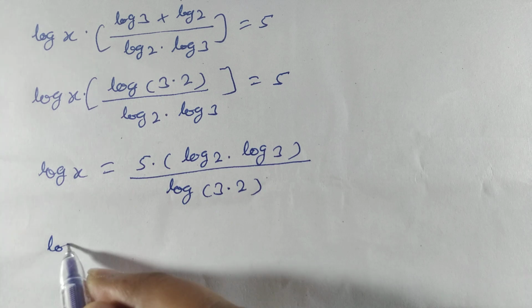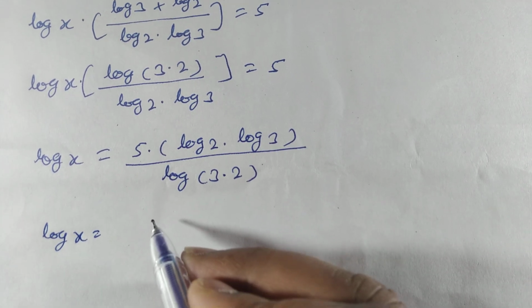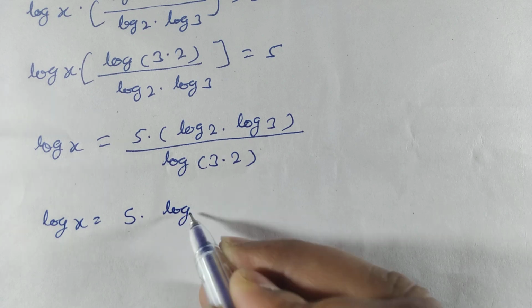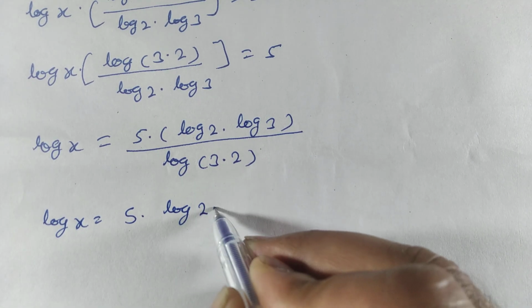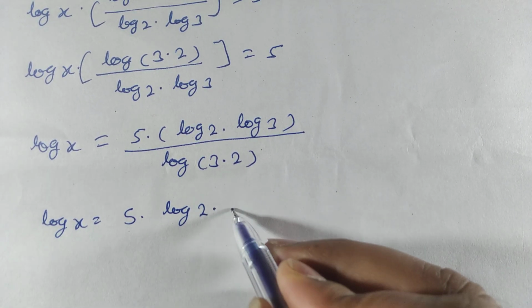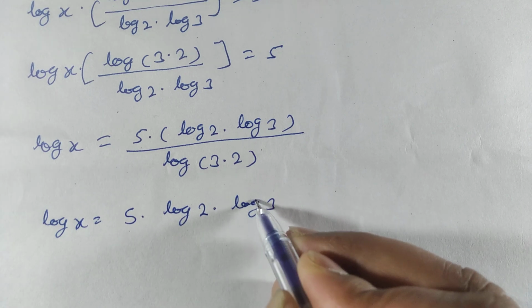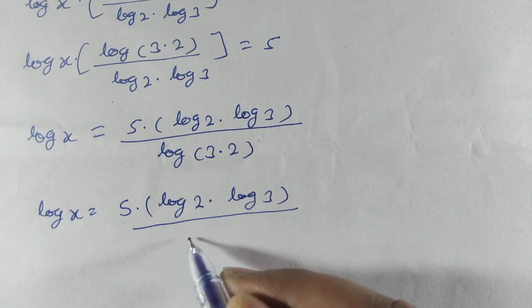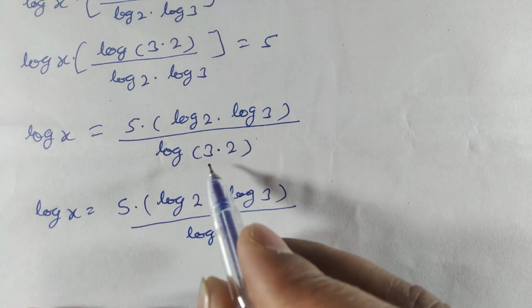Log x is equal to 5 times log of 2 into log of 3 over log of 6.